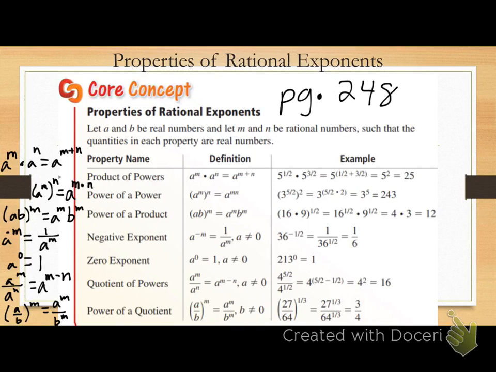Are there any questions about any of our properties before we move on? On the quotient of powers, what is that a to the m over what? This is a to the m over a to the n equals a to the m minus n.